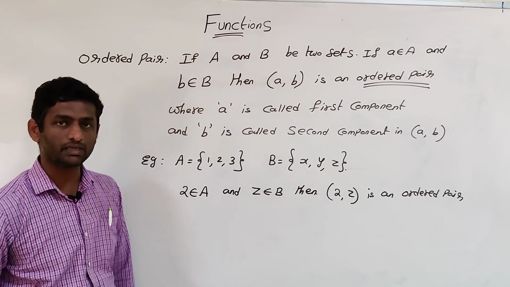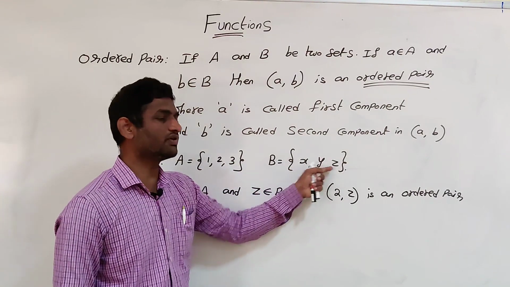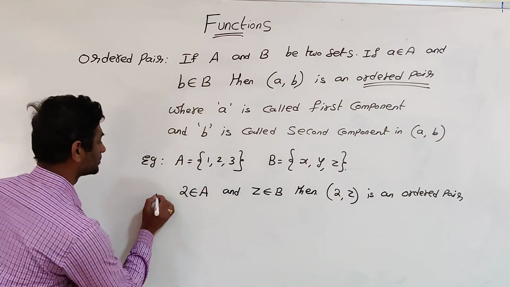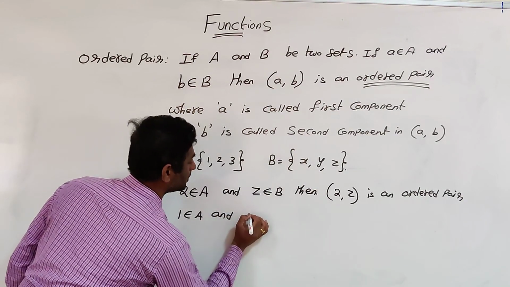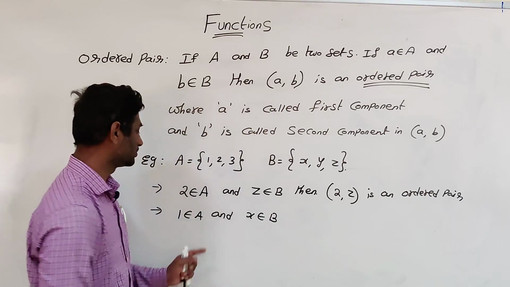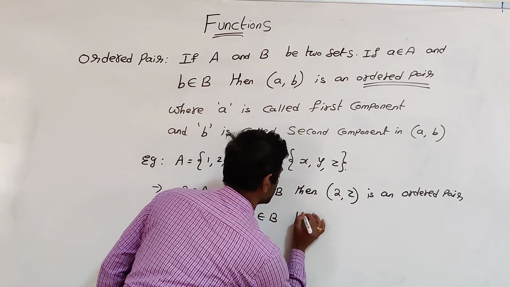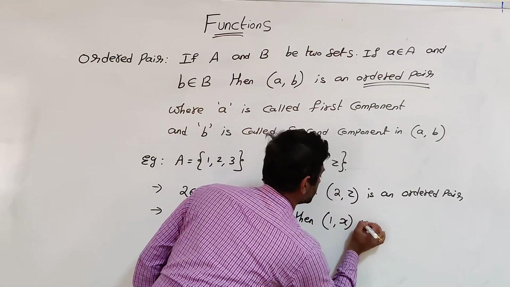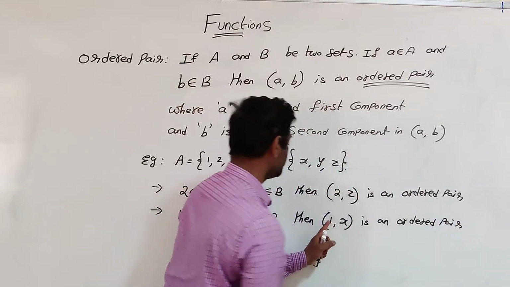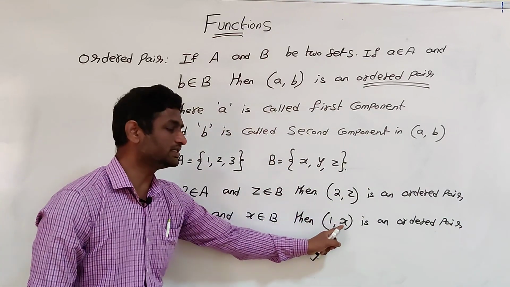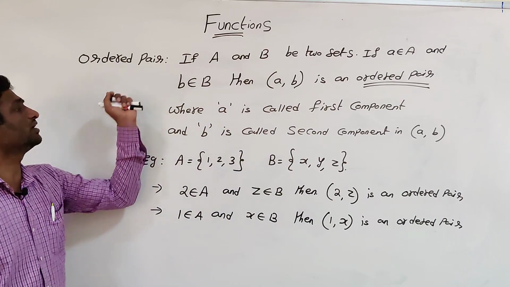Like this we can form another ordered pair also. Choose any one element from set A and any one element from set B. If 1 belongs to A and x belongs to B, then (1, x) is an ordered pair, where 1 is the first component from set A and x is the second component from set B. So this is the definition of an ordered pair.